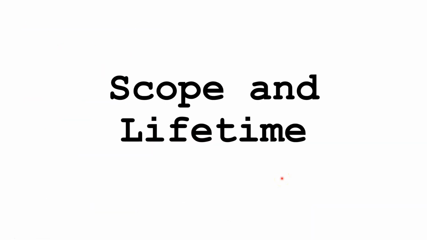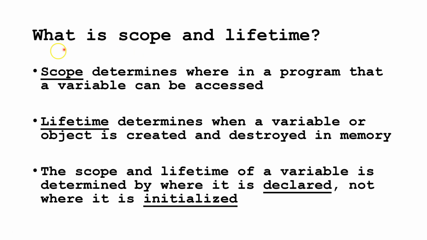In this Java tutorial, we're going to learn about scope and lifetime of variables in memory. What is scope and lifetime? Scope determines where in a program that a variable can be accessed. Lifetime determines when a variable or object is created and when it is destroyed in memory. The scope and lifetime of a variable is determined by where it is declared, not where it is initialized. Sometimes we declare and initialize variables on the same line, sometimes we don't.